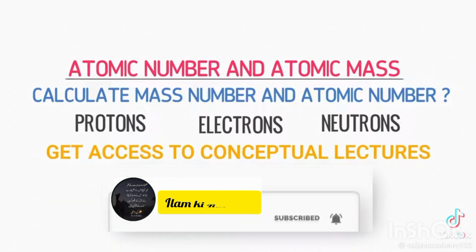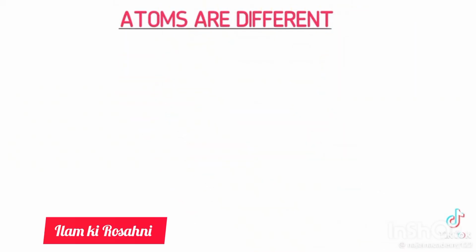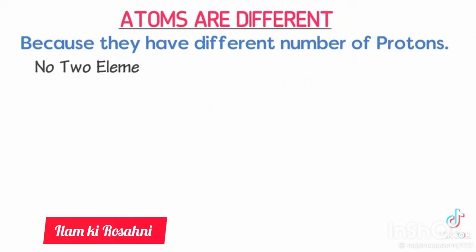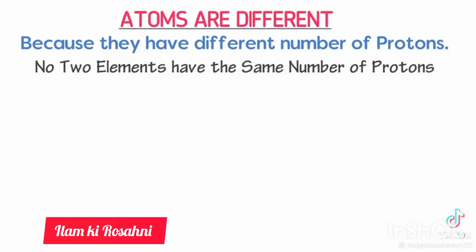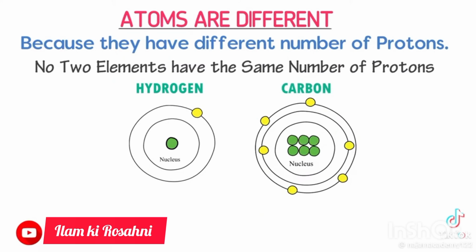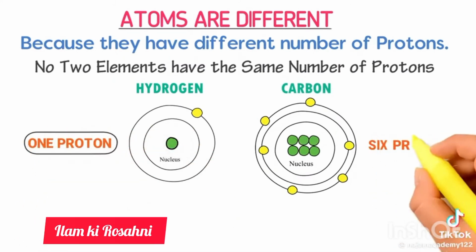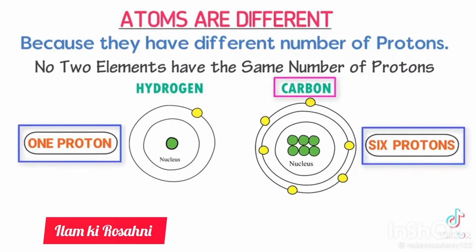We have learned in the previous lecture that atoms are different from each other. It is because they have different numbers of protons. No two elements have the same number of protons. For example, consider hydrogen atom and carbon atom. There is only one proton in hydrogen nucleus and there are 6 protons in carbon nucleus. Thus, hydrogen atom is different from carbon atom due to number of protons.